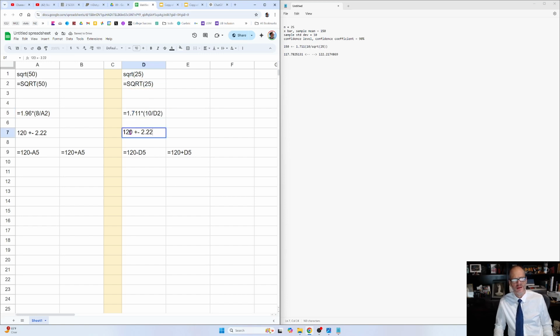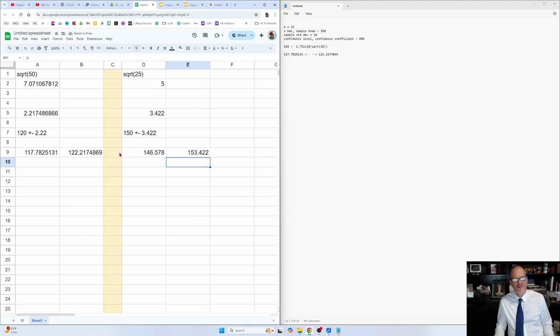And then here it's going to be 150, because that is the sample mean, plus or minus whatever that answer is up there. So I guess we should change that now. And it's going to be plus or minus 3.422. And then to do the math on that, where's the 150? That's just our sample mean. I didn't have that accessible to reference, so I'm just hard coding that in. Well, I think I just do it like that. There we go. Just press enter, so there's our interval estimation.